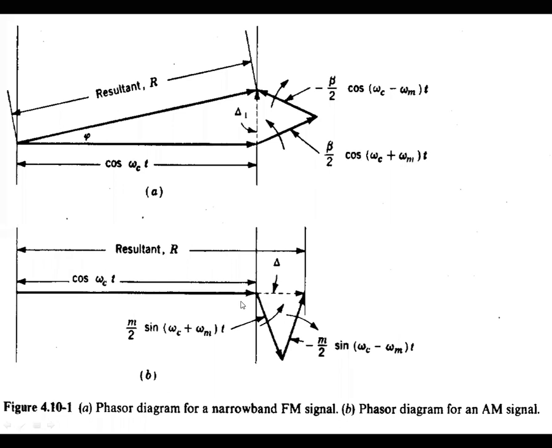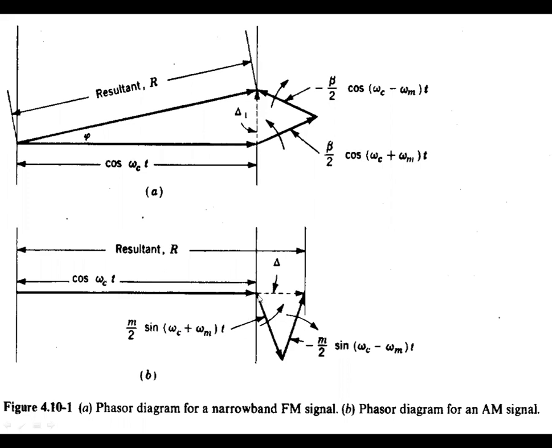Same as in amplitude modulation. Let us see the AM mathematical equation: Ac (1 plus m of t) cos omega c t. So cos omega c t is the carrier, the horizontal line.